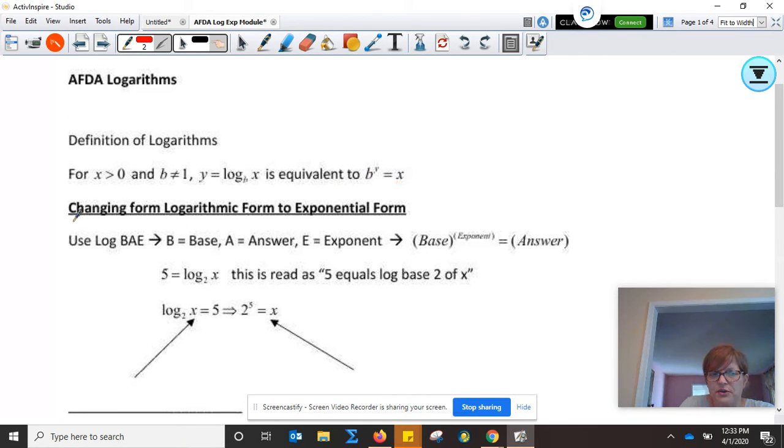So what we're going to do is change from logarithmic to exponential form using what I like to call log BAE, B-A-E. Base is B, A is answer, E is exponent, which is base to the exponent is equal to answer.